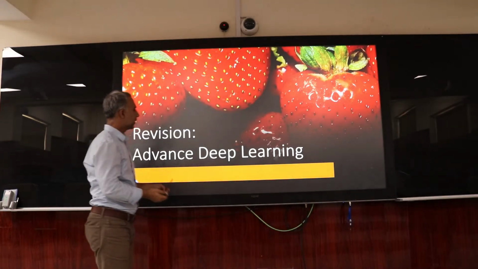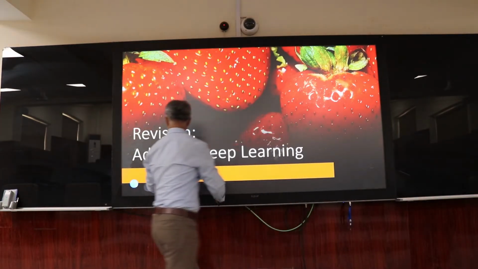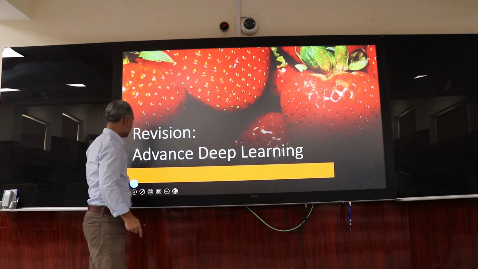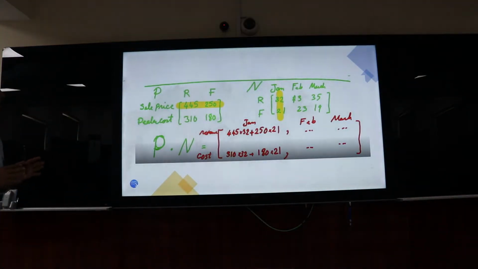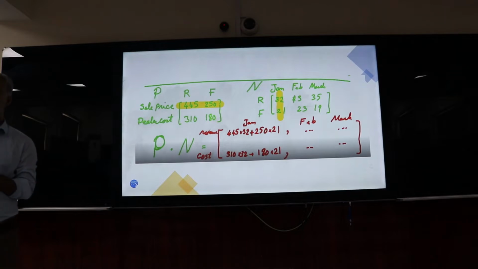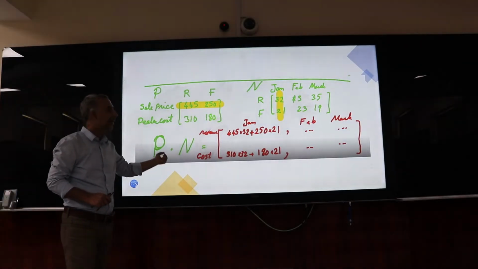So we will proceed along with the revision. For example, you are multiplying two matrices. Basically, in multiplication, we know that sometimes we are applying the dot product rule in matrices, okay?